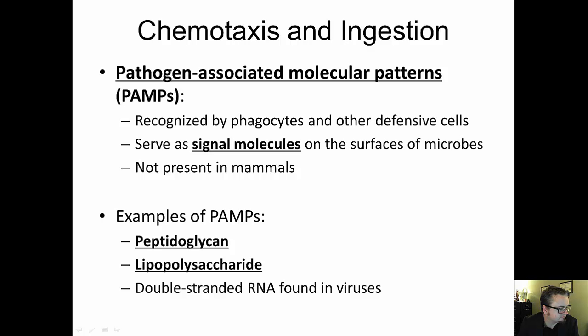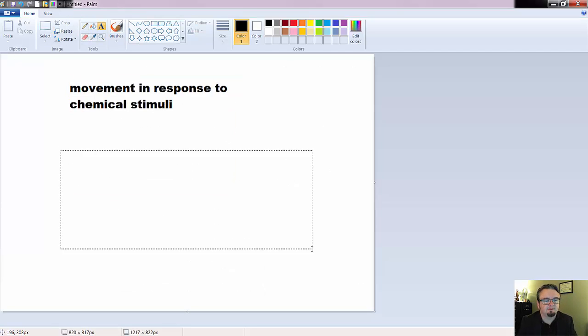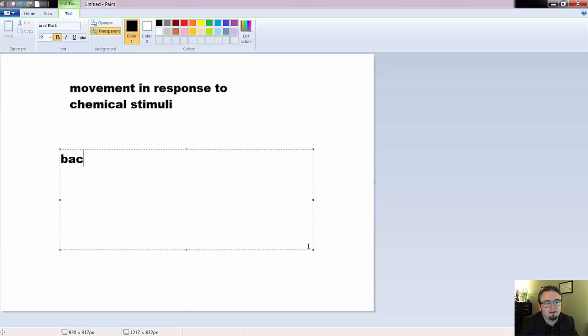Peptidoglycan is the primary component of a bacterial cell wall. That is where peptidoglycan comes from. So this is a cell wall component only found in bacteria. It's a molecule exclusive to bacteria. So by recognizing this molecule, the immune system can automatically identify anything with this chemical as being of a bacterial nature.